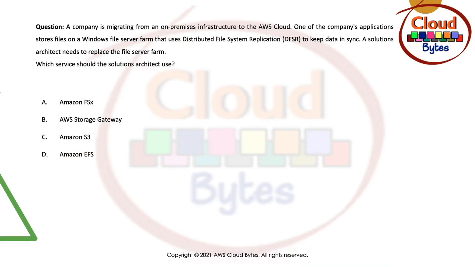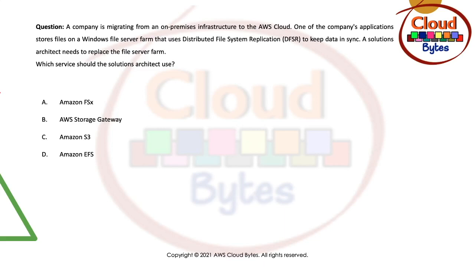Okay, let's look at the next question. A company is migrating from an on-premise infrastructure to the AWS Cloud. One of the company's applications stores files on a Windows File Server farm that uses distributed file system replication, DFSR, to keep data in sync. A solutions architect needs to replace the file server farm. Which service should the solutions architect use?